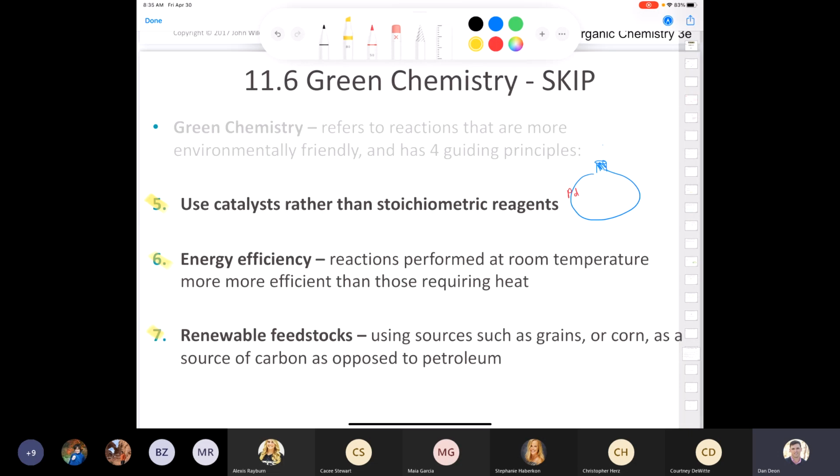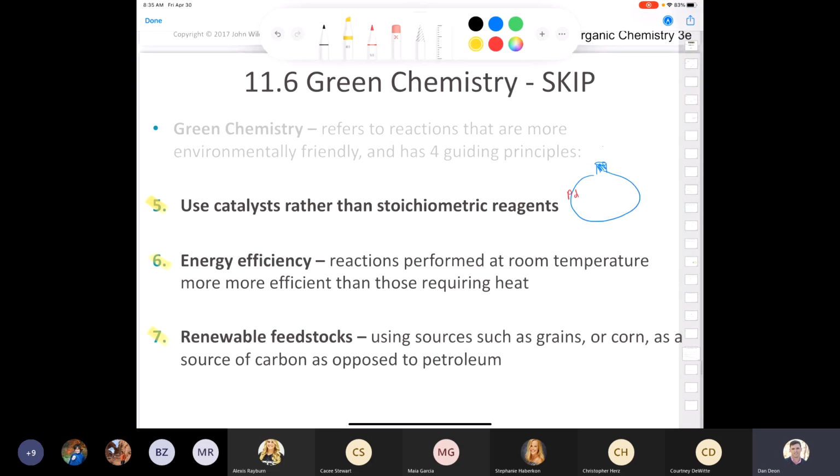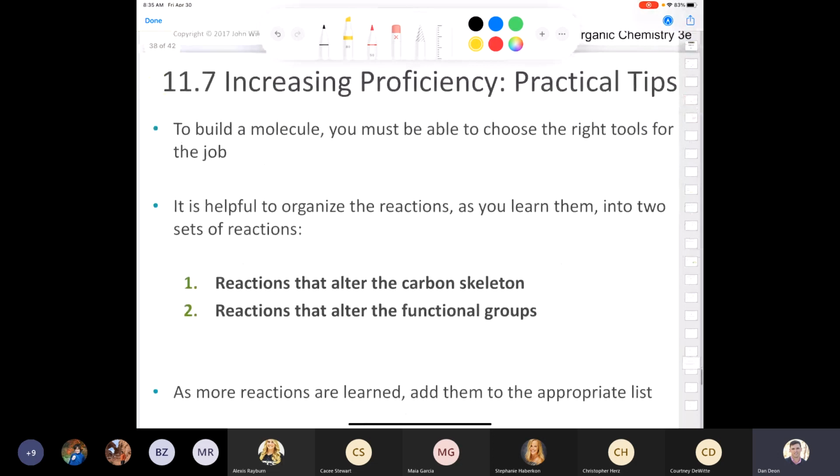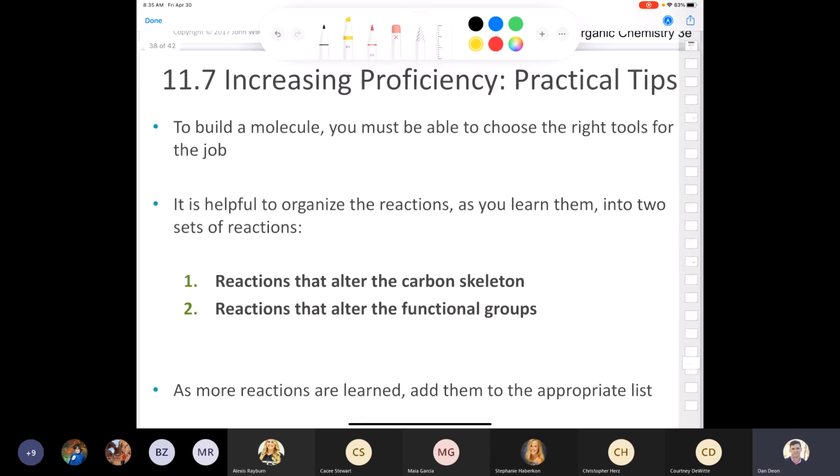And then the last one is renewable feedstocks, using starting materials that come from grains or corn as a source of carbon instead of molecules that come from crude oil, that come from the petroleum industry or the refinement of crude oil. So all important things to take into consideration. And I think that green chemistry is something that students need to be introduced to in 2021.